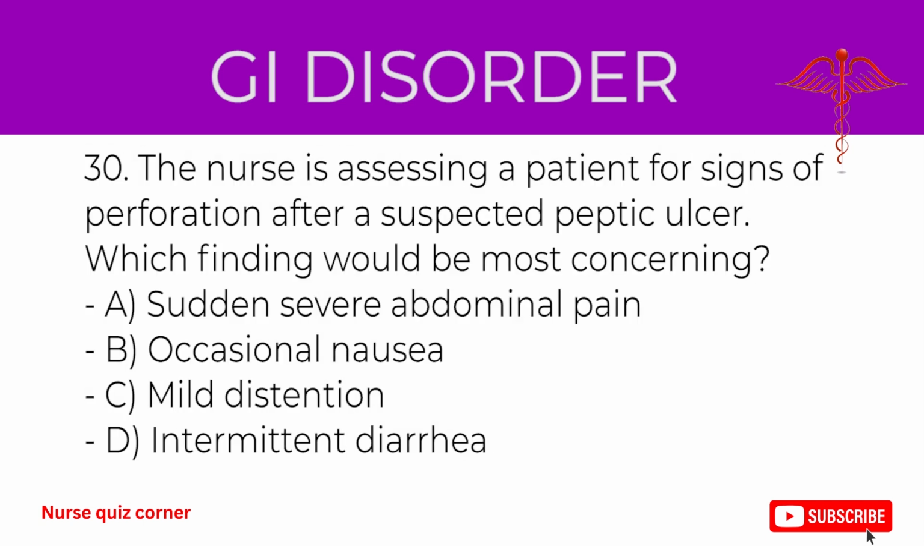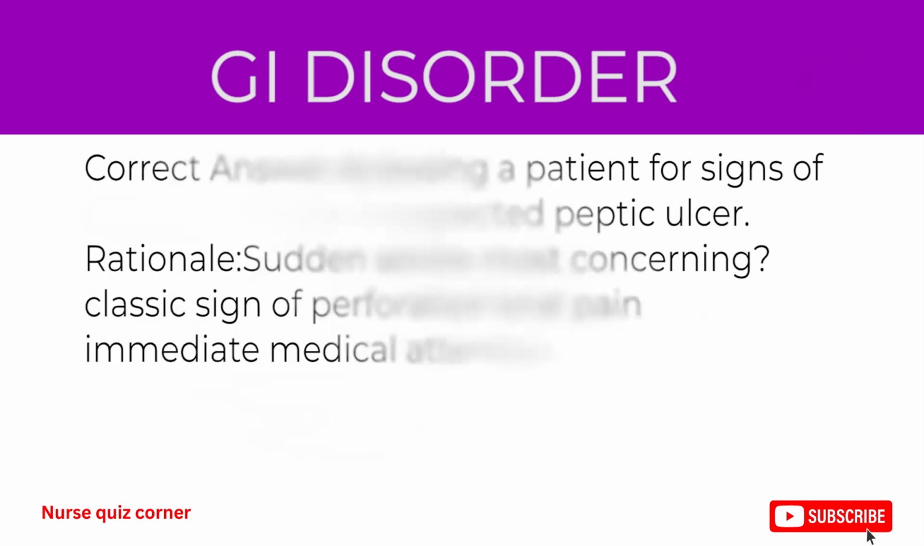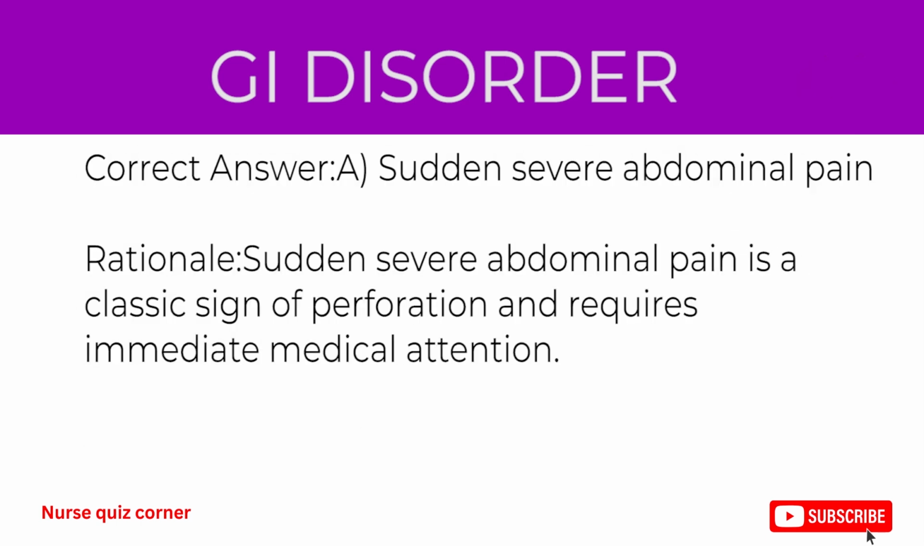30. The nurse is assessing a patient for signs of perforation after a suspected peptic ulcer. Which finding would be most concerning? A. Sudden severe abdominal pain. B. Occasional nausea. C. Mild distension. D. Intermittent diarrhea. Correct answer: A. Sudden severe abdominal pain. Rationale: sudden severe abdominal pain is a classic sign of perforation and requires immediate medical attention.